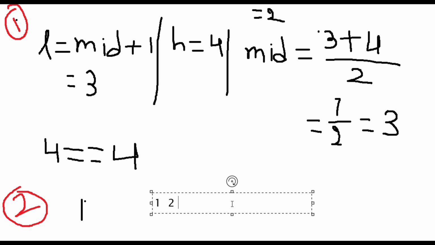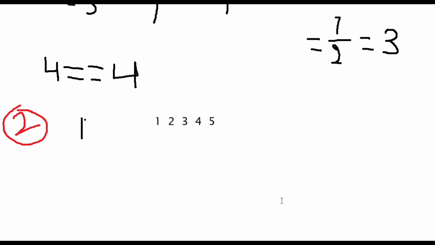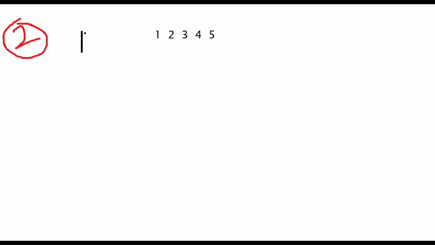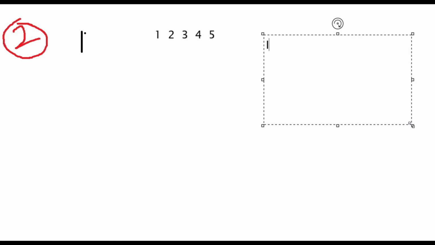Okay, 1, 2, 3, and 4 and 5. Guys, if you are searching for this 1, what are the low, high, and mid values first? Make a guess if possible. I know you already know that. Low value is nothing but 0.